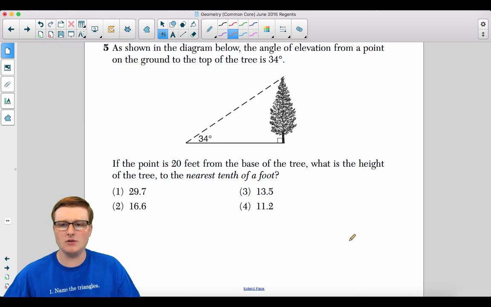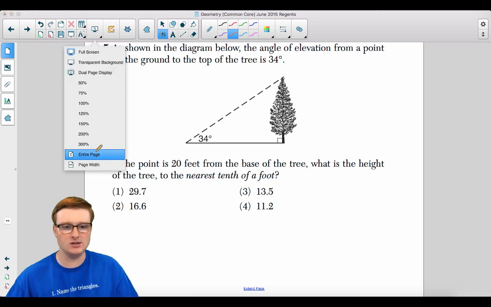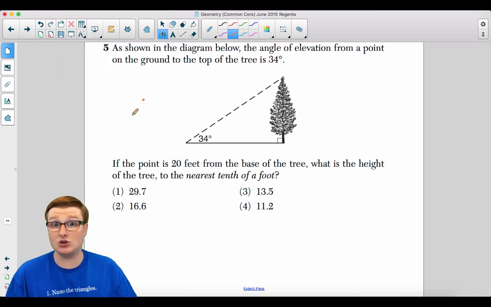As shown in the diagram below, the angle of elevation from a point on the ground to the top of the tree is 34 degrees. If the point is 20 feet from the base of the tree, what is the height of the tree to the nearest tenth of a foot?